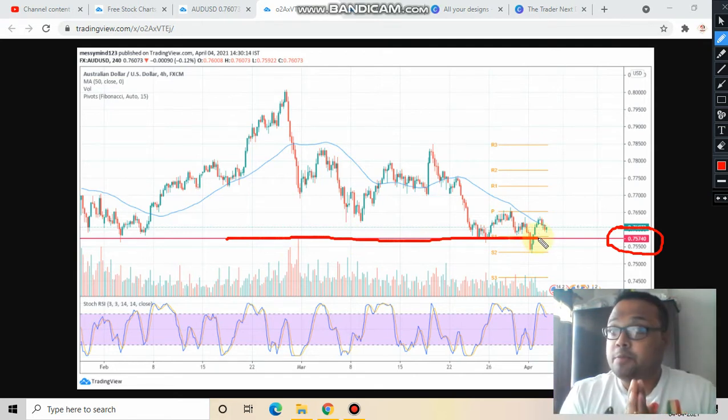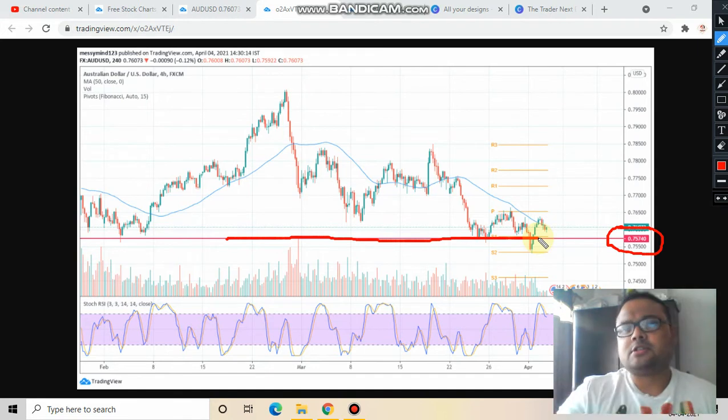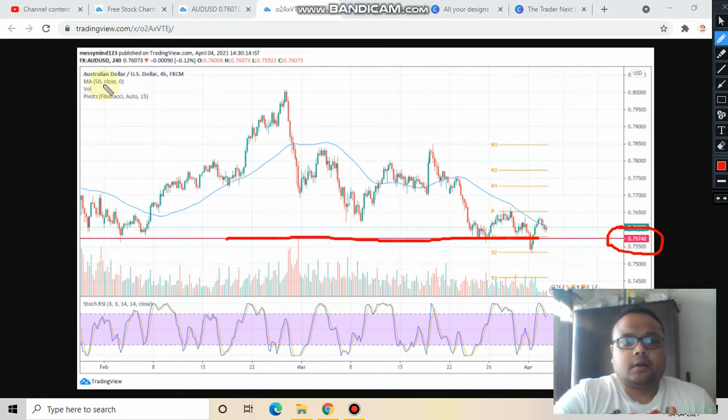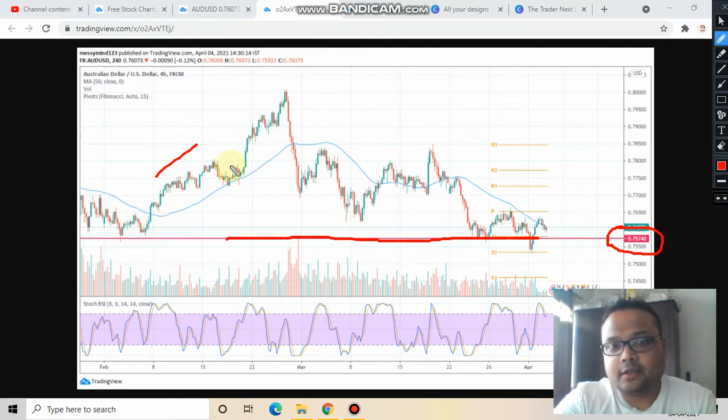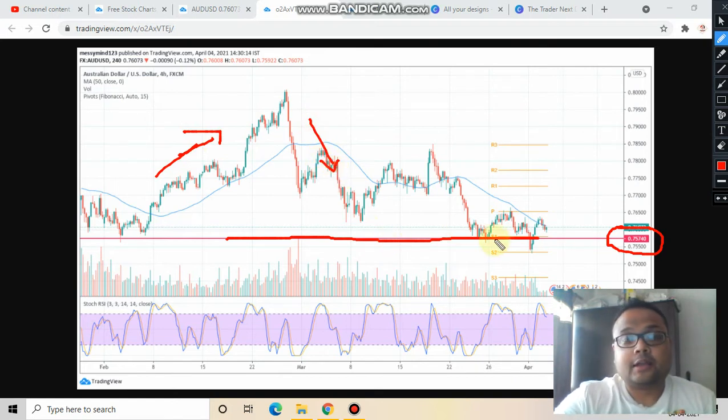Okay, so 0.7575 is a very strong support for the market, because see, when market went up, it took support at this level only. Okay, and went up, and when market fell, okay, this is the level market took support. Okay, so this level has become very crucial for us now.